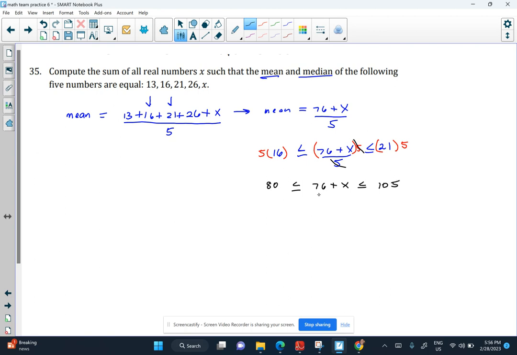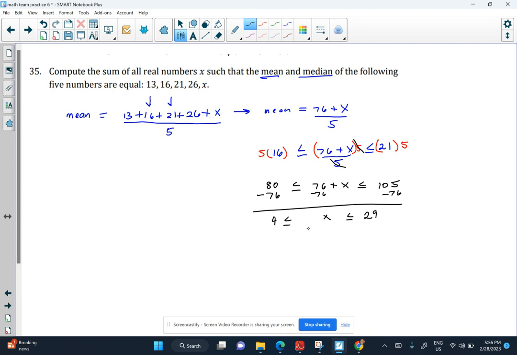I'm now going to subtract 76 from the ends of my interval, and I get that the lowest value x can be is 4, and the highest value that x could be is 105 minus 76, which is 29. So I know x has to be values from 4 to 29. Okay. Now, that's a lot of values to go through.